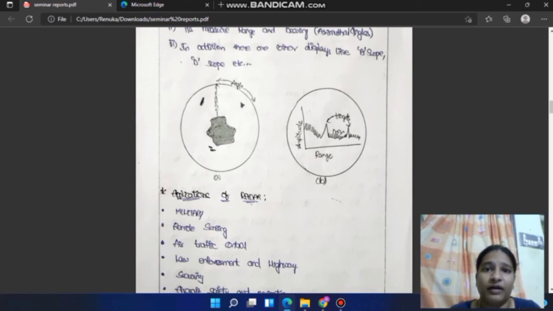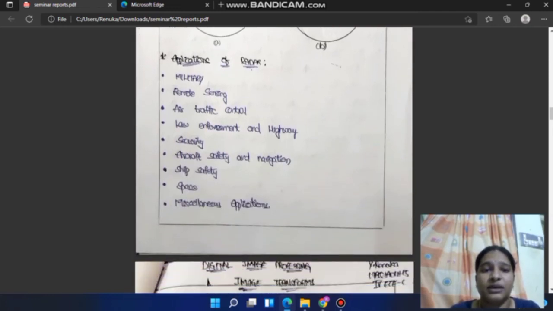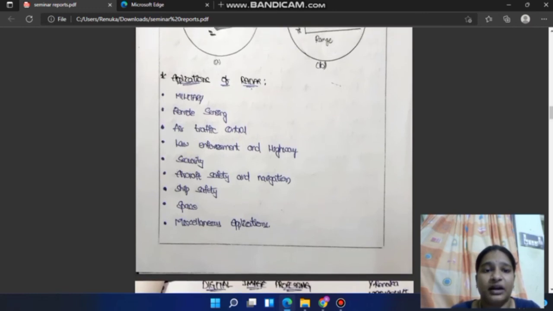And finally, while coming to the applications of radar, there are many daily life examples of radar which we are using, and some of those applications of radar come under military. The applications include military, remote sensing, air traffic control, law enforcement and highway safety, aircraft safety and navigation, ship safety, space, and miscellaneous applications.